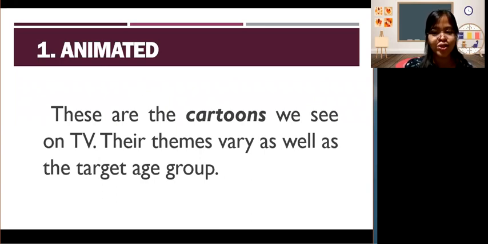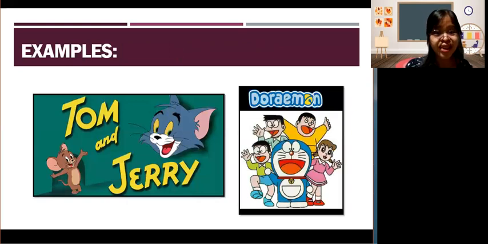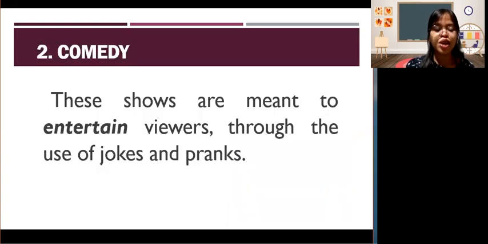Animated. These are cartoons that we see on TV. Their names vary as well as the target age group. Let us have some examples. We have Tom and Jerry, and the Raymond. Usually these are fantasy, and the creator drew or created some anime, some moving objects or moving characters to create a story.